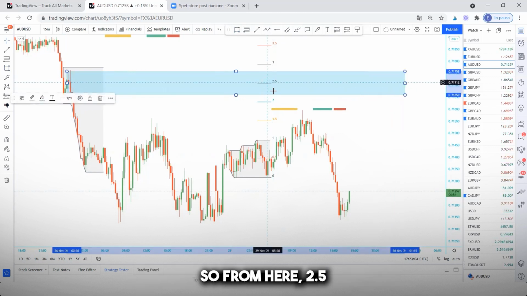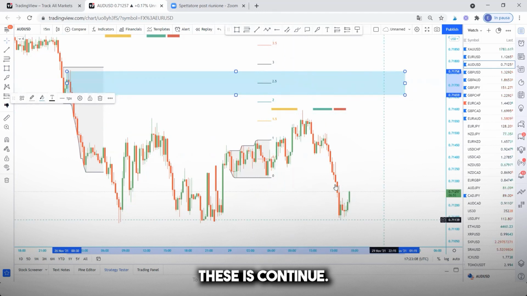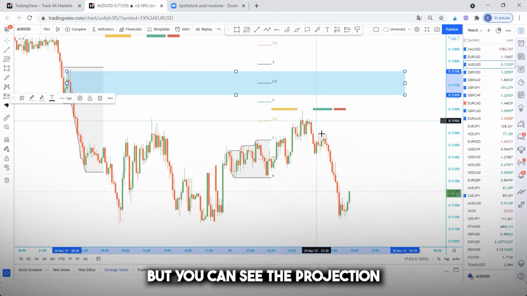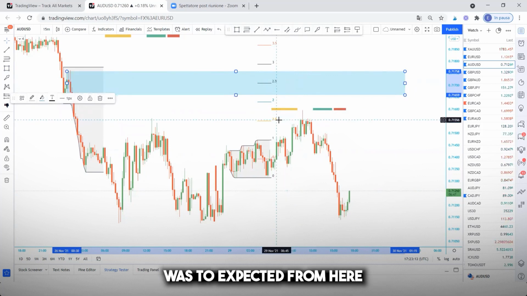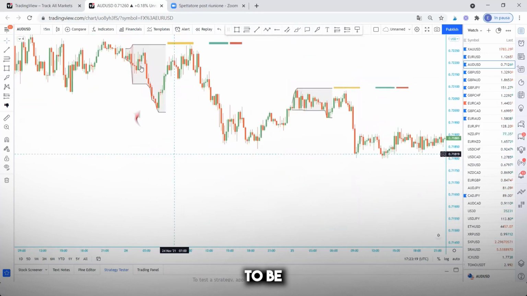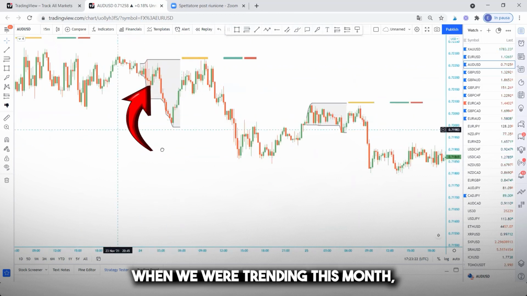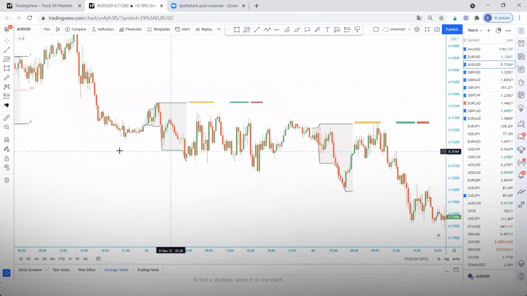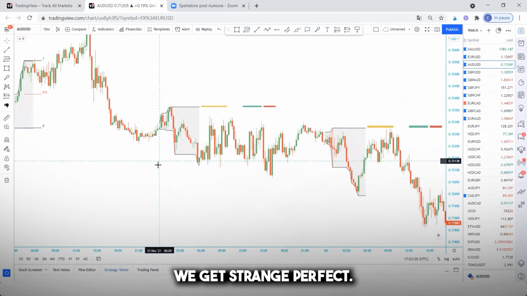Sells from here, 2.5 projection. We reached this area to continue. Well, that didn't happen, but as you can see, projection was still respected from here, but it's not a trade that I would be interested in. Here too big, okay, when we're trending this much, just too big. Here nothing happens, we just range.